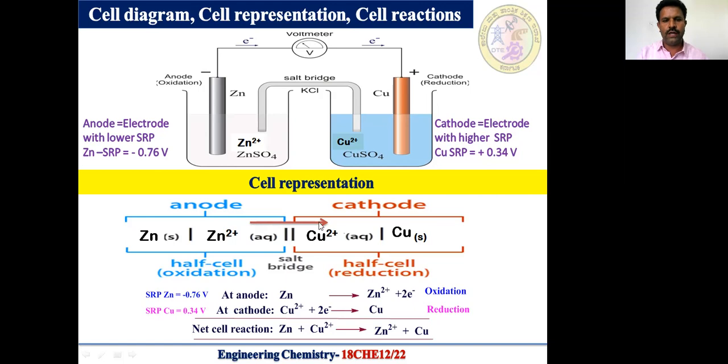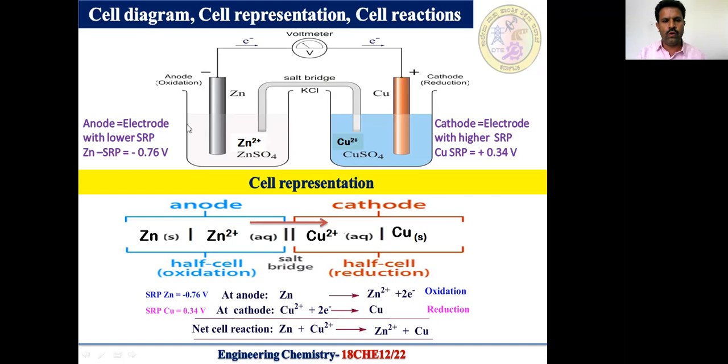And this arrow indicates the movement of electrons from anode to cathode. So in this way, we can represent the cell. So the next question is the cell reactions. Before that, we can go through the reactions that occur at the respective electrodes.